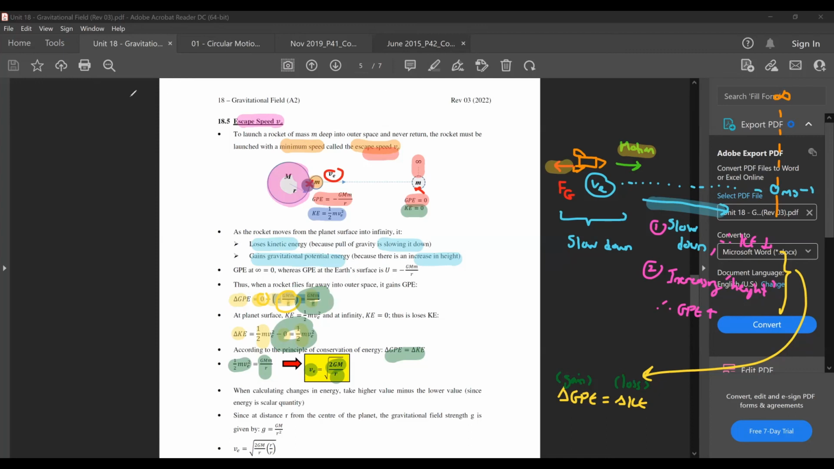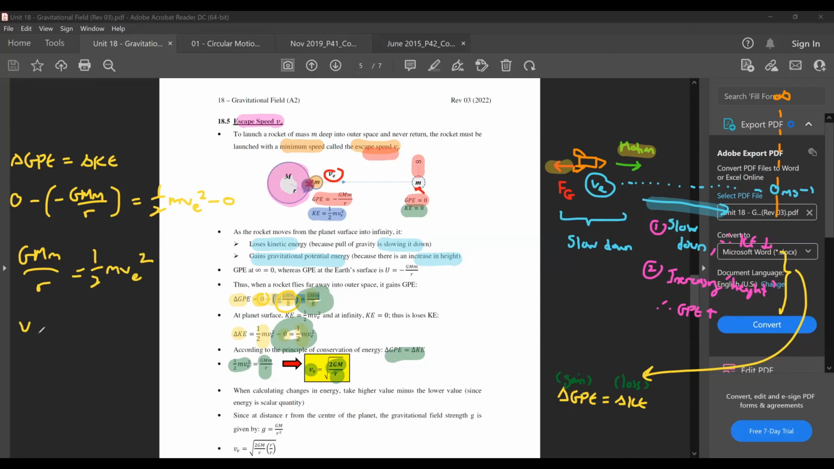I'm going to write it out for you. Change in GPE is change in KE in one shot. So this one is 0 minus negative GMm over R equals half m VE squared minus 0. So this gives me GMm over R equals half m VE squared, so VE is the square root of 2GM over R. This is your escape speed.